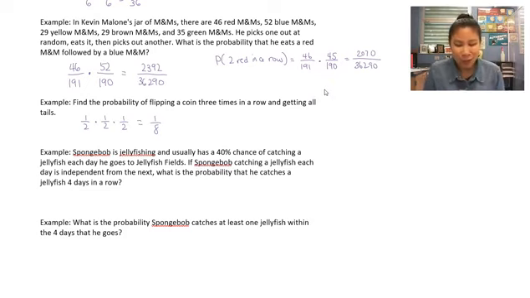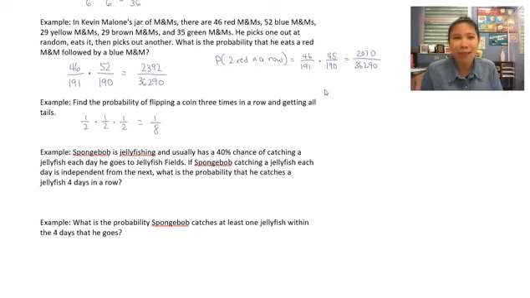You know, why not? So SpongeBob is jellyfishing and usually has a 40% chance of catching a jellyfish each day he goes to jellyfish fields. If SpongeBob catching a jellyfish each day is independent from the next, what is the probability that he catches a jellyfish 4 days in a row? So here, we're already being told that these events are independent. So it says, if SpongeBob catching a jellyfish each day is independent from the next. Once they say independent, we can assume these events are independent of each other.